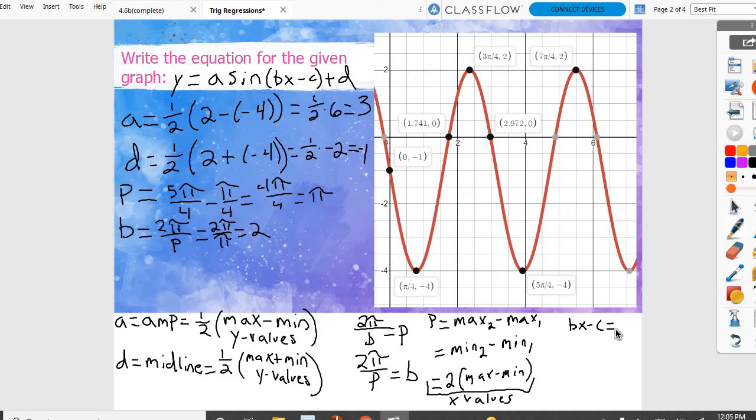We have 2 types of value, x values and y values. One is the y value for sine. That's the y value. We all agree with that. Yes, but whenever I start using bx minus c, what type of values do we have to use? X values. So at what x value does sine equal 1?